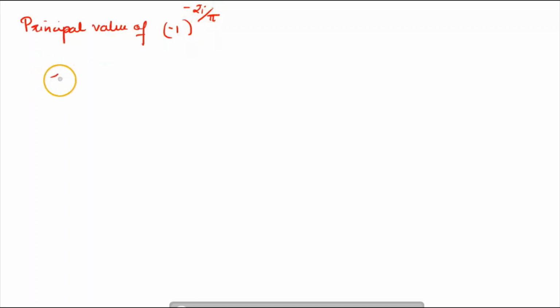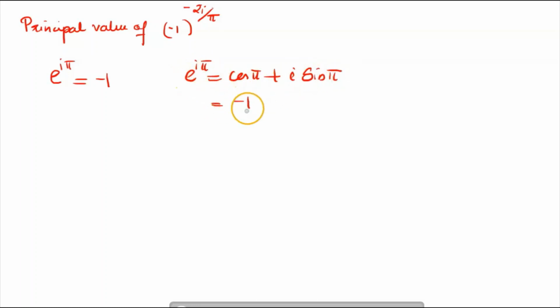First we know that e^(iπ) is -1. That is, e^(iπ) equals cos π plus i sin π. Cos π is -1 and sin π is 0. So e^(iπ) is -1. That is, the principal value of -1 is e^(iπ).